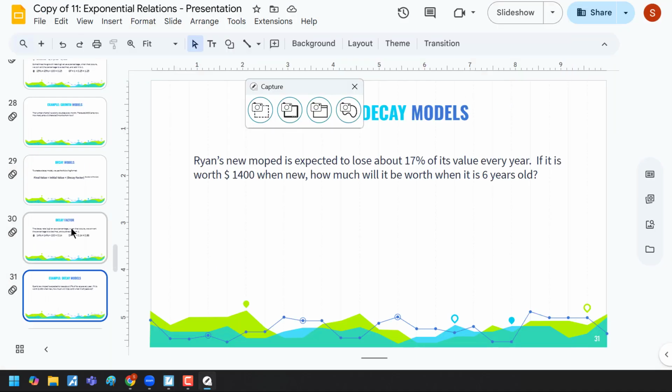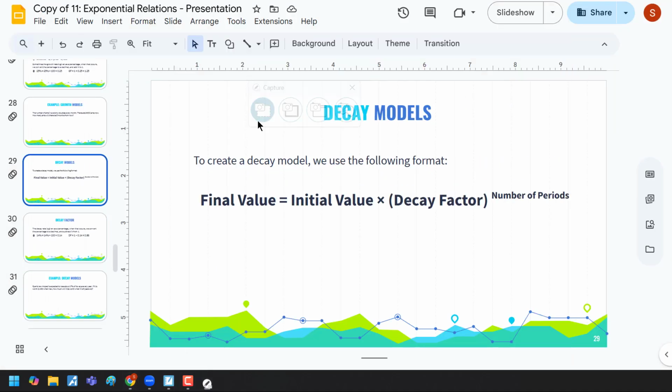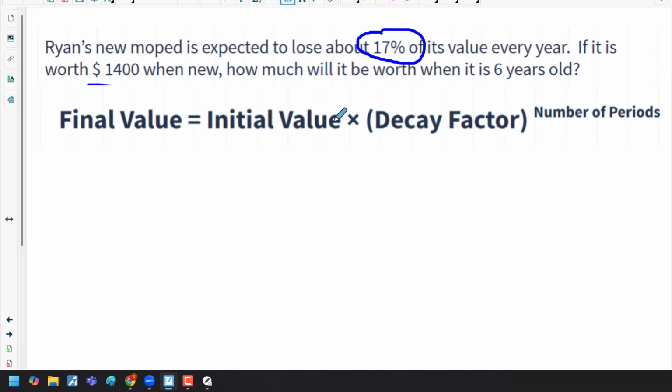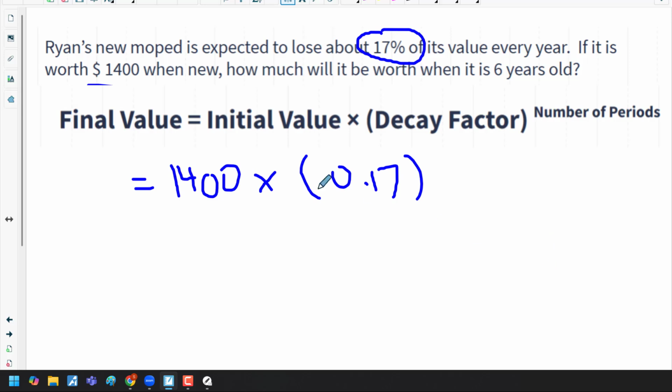If you want, here, I'll get that equation here so you can see what it looks like. Okay. So now, final value, that's what we're looking for. We don't know, it's question mark. Initial value is $1,400 times decay factor. Decay factor is not 0.17. Remember, it's 0.17, and then you take 1 minus 0.17. That is my decay factor.